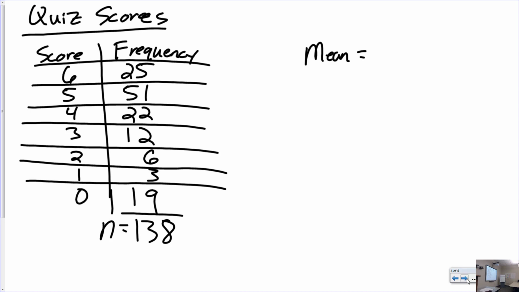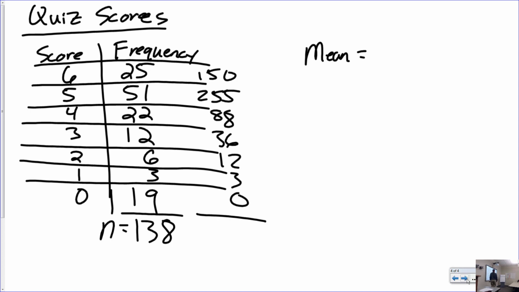So note, 138, that's the number of quizzes that I gave, right? It's our data element. Folks, this is also the sum of my weights, right? The frequency is W, my score is the X. So how do I calculate weighted mean? I multiply these things across: 150, 255, 88, 36, 12, 3, 0. Add those up. What did that add up to?